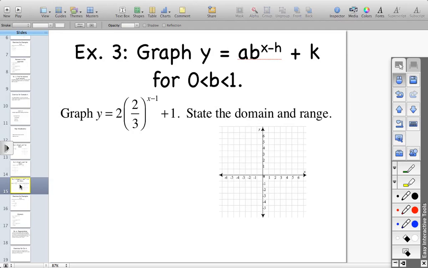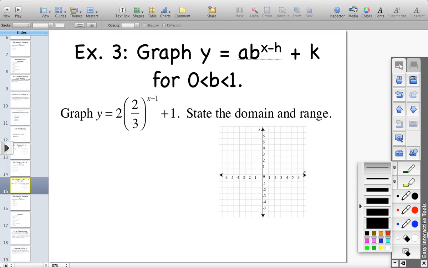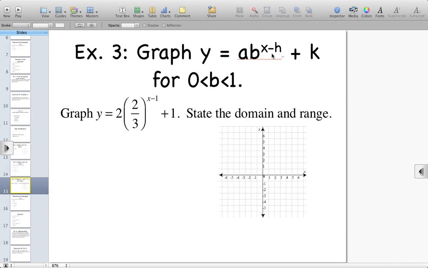So, same idea. We have these horizontal shifts. I'm going to go back to my blue pen here, because I like it. All right, we have an H and we have a K. Remember, H tells us our horizontal shift. If it's positive, go to the right, negative, go to the left. And K tells us our vertical shift. So, up or down, based on if it's positive, and horizontal is left or right.